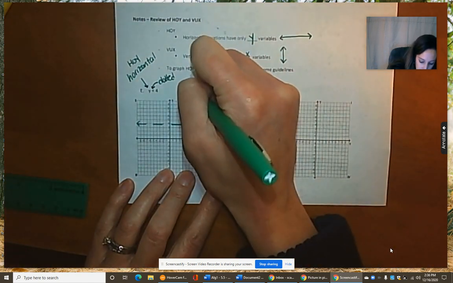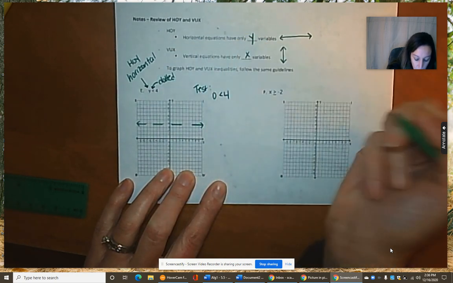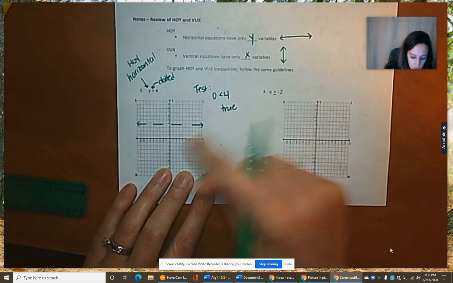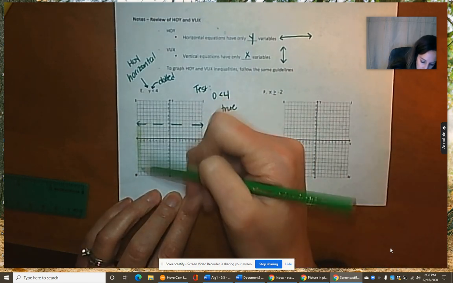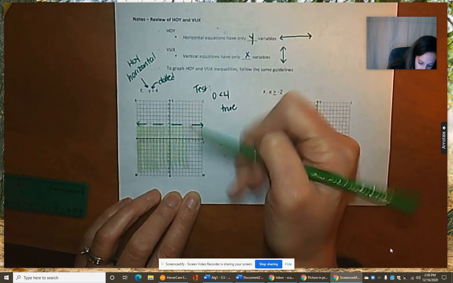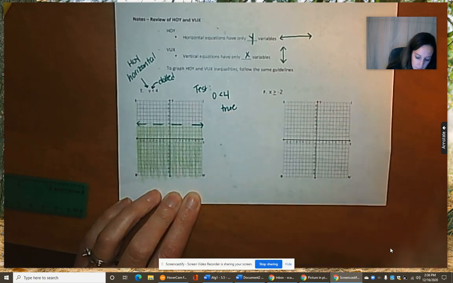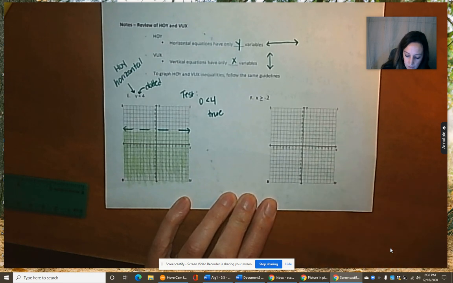My test will be 0 for the y. So if I put 0, is 0 less than 4? Yes, it's true. So when it's true, I shade towards 0, 0. And that's what you get. You do this one. What does your answer look like?